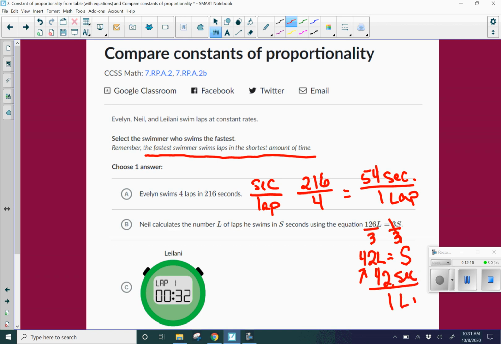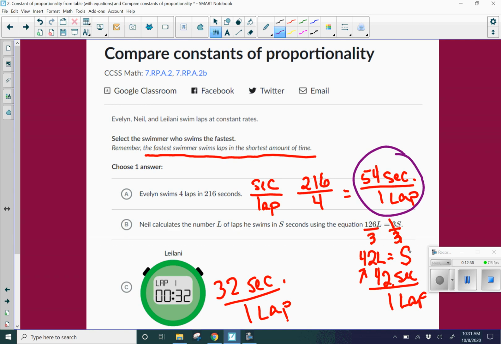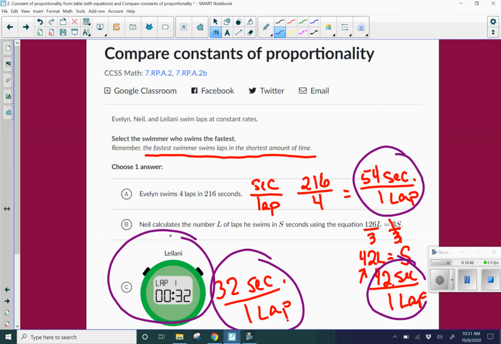And the last one's a little bit easier because they tell you in 1 lap it took Lilani 32 seconds per lap. So we want to know who the fastest swimmer is, and just a reminder, your fastest swimmer is the person that swims in the least amount of time. So we've got 54, 42, and 32, so clearly Lilani is your fastest swimmer.